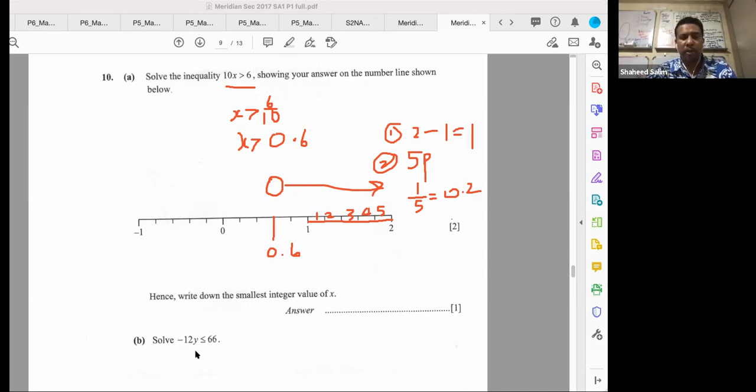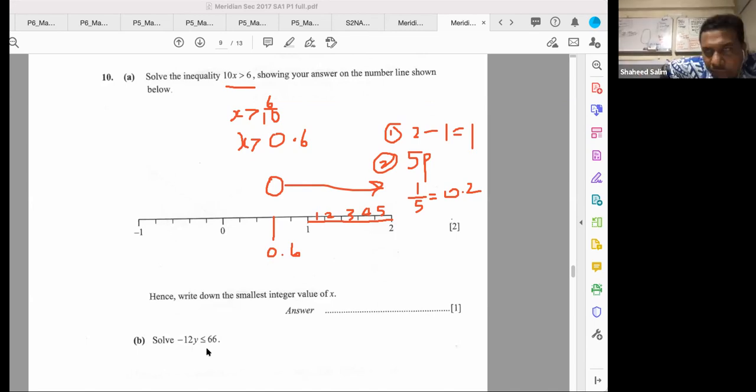Next one, same thing. Can you solve? But it has nothing to do with this number line. You find what is y. Okay, find what is y. I'll come back in about 1 minute's time. Find what is y.